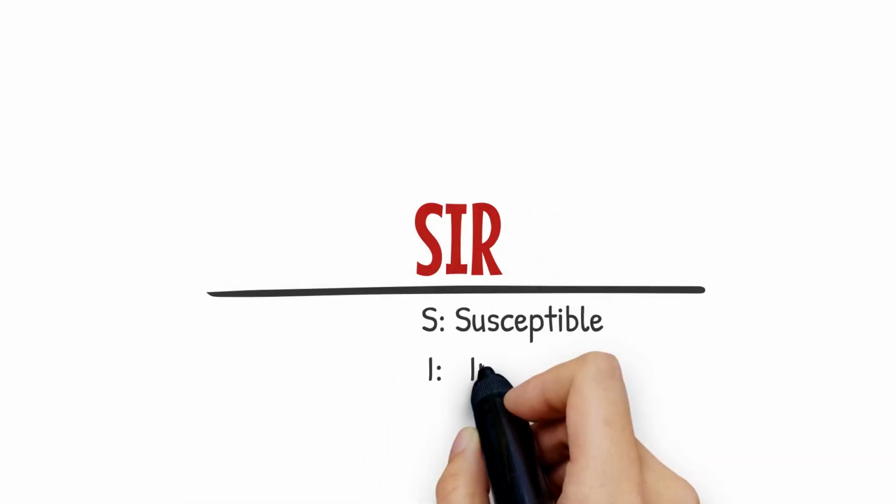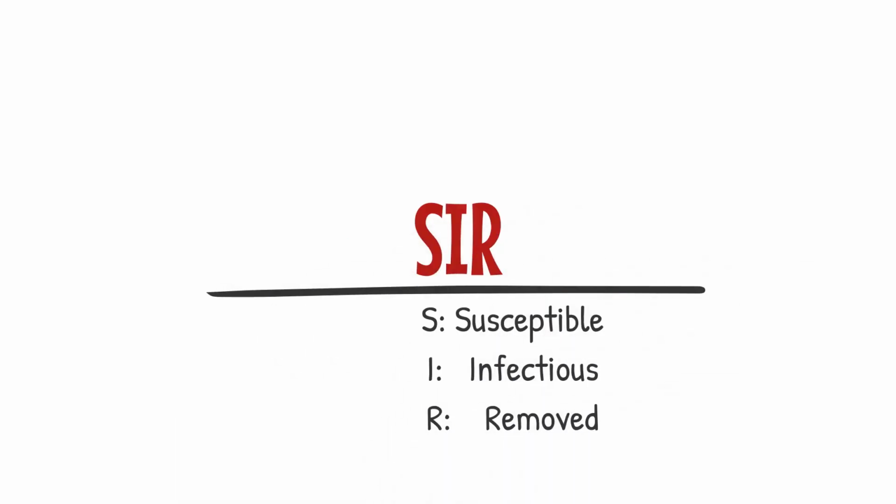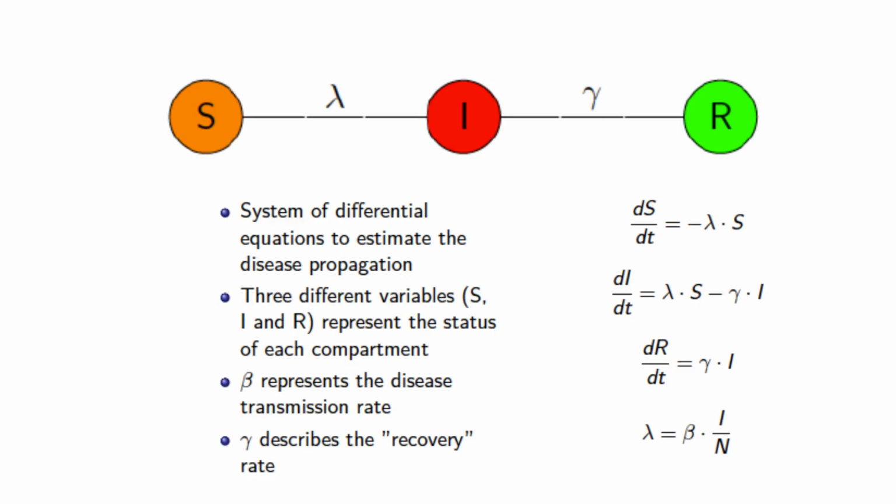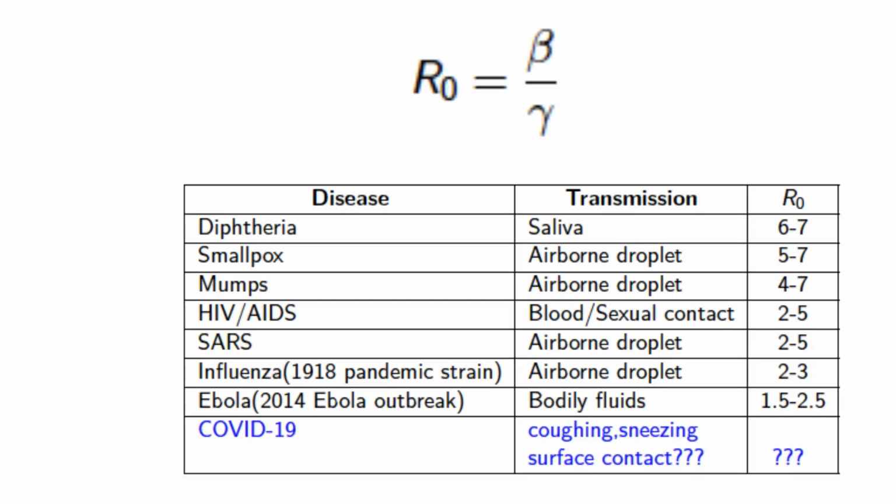SIR. There are 3 compartments. S for susceptible, I for infectious, R for removed, which contains recovered and deceased. The evolution of each compartment can be described by a Markov chain whose probability law solves a basic Kolmogorov equation. The ratio between the transmission rate and the removed rate defines a basic reproduction number. The R naught for COVID-19 is not known. Different estimates are under investigation.